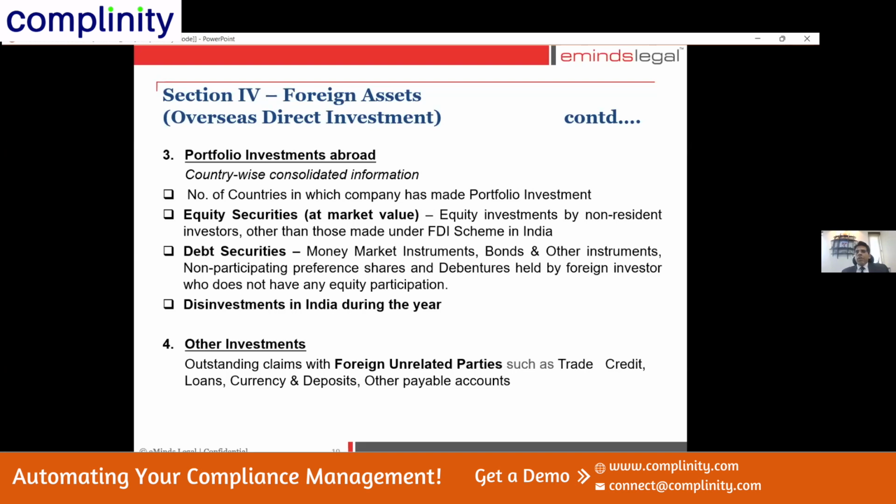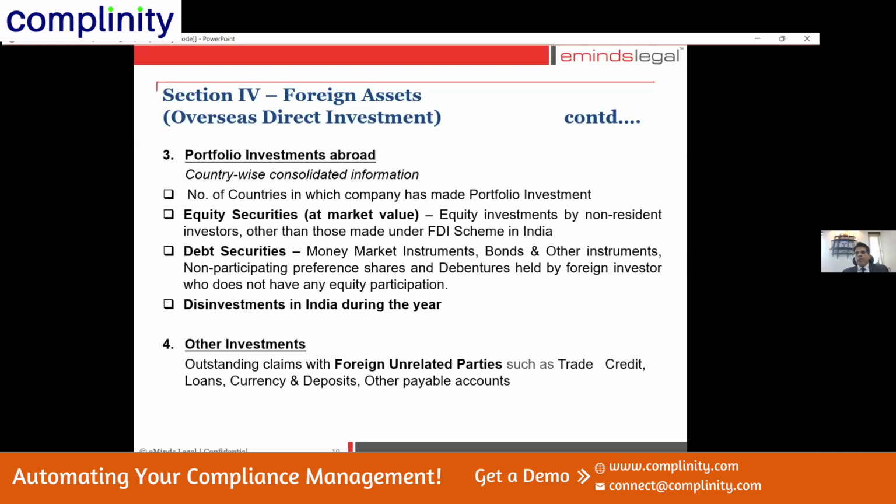Debt securities, if you have purchased any money market instruments, bonds, of overseas entities or any government bodies, or you are having any non-participating preference shares and debentures in any entities where you do not hold any ODI, you've taken it through portfolio investment. And any disinvestments made during the year under the portfolio investment scheme also you need to mention here.